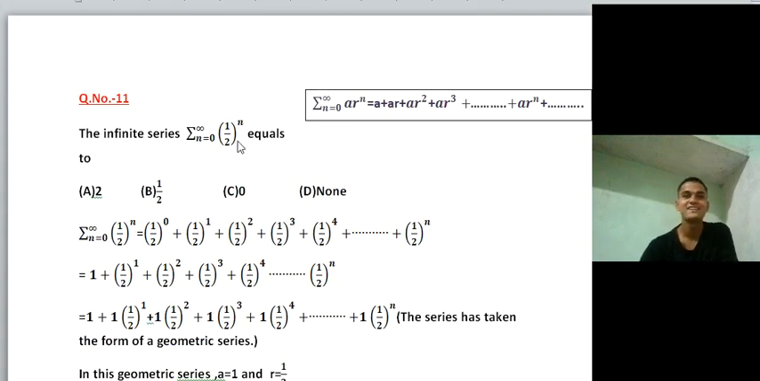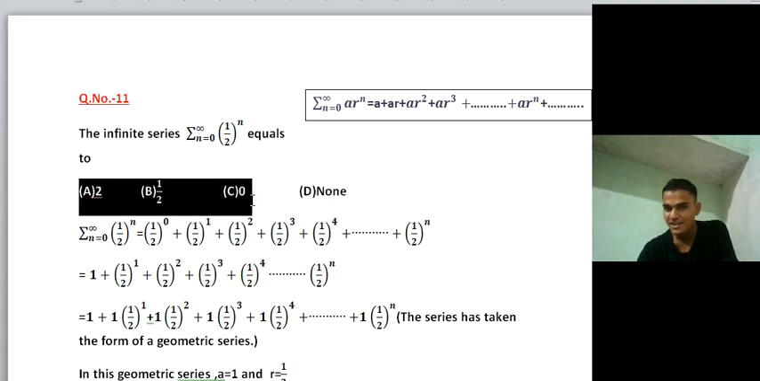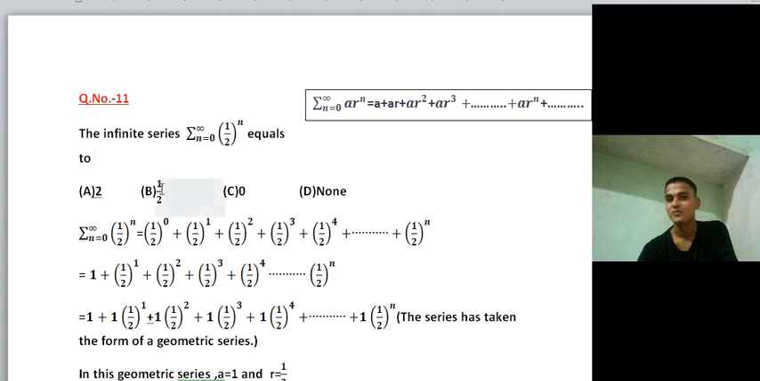Okay. So this is an infinite series, and if anyone among these three is the answer, then 1 by 2 can never be the answer. Okay, you can see, please see towards this and you can know.